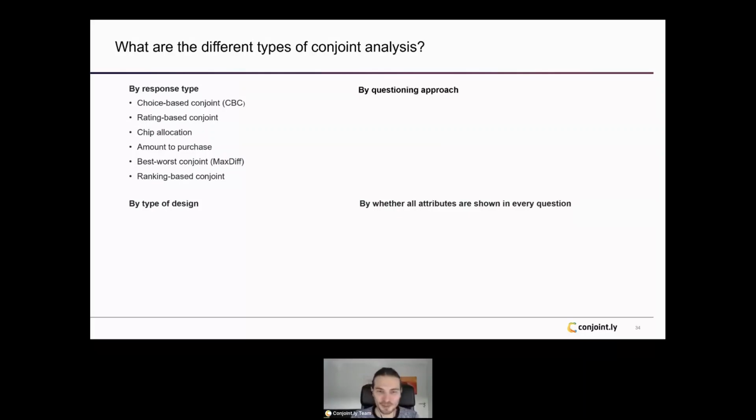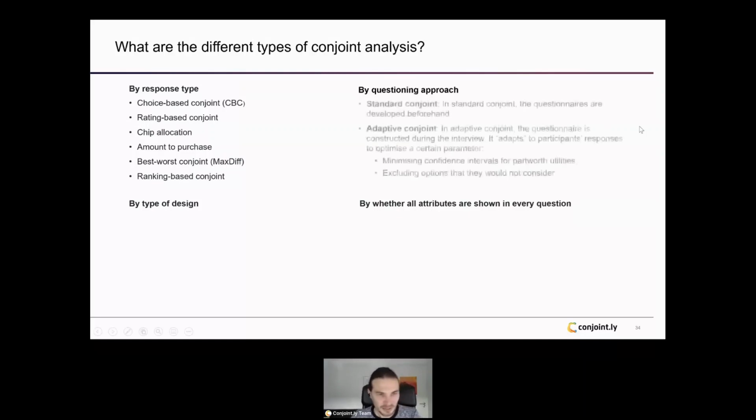So those are the different response types we have. And we also have different questioning approaches. The most typical one is the standard conjoint. This is where we pre-randomize which combinations we want to test, and we divide those over the respondents. So respondent Bob will get probably different choice sets than respondent Mary or respondent Chris. The reason for that is we want to test a lot of different types of combinations or a lot of different choice sets in order to train that mathematical model.